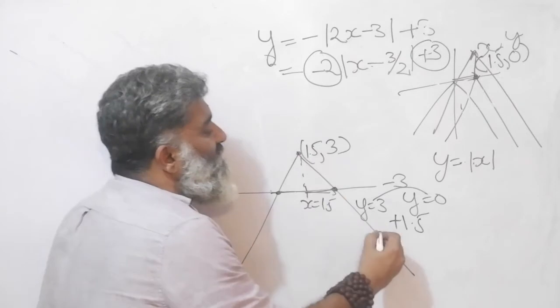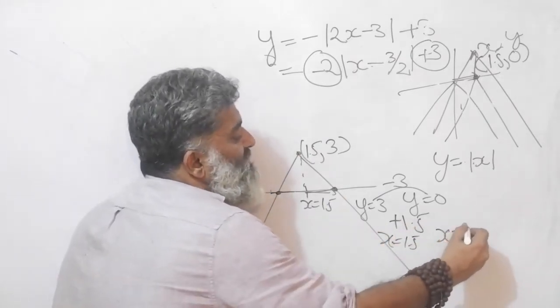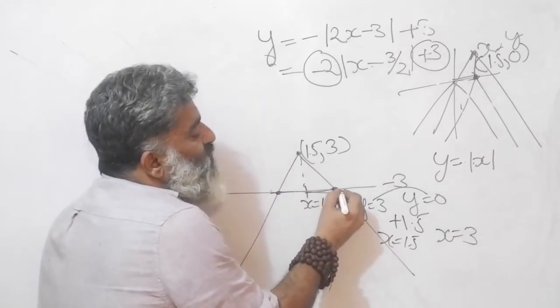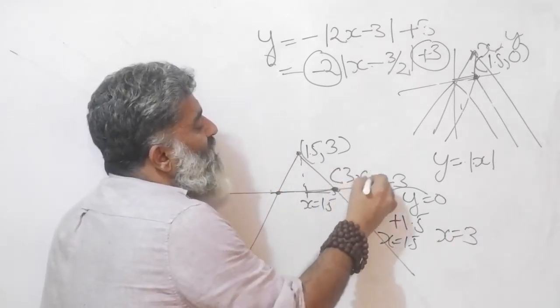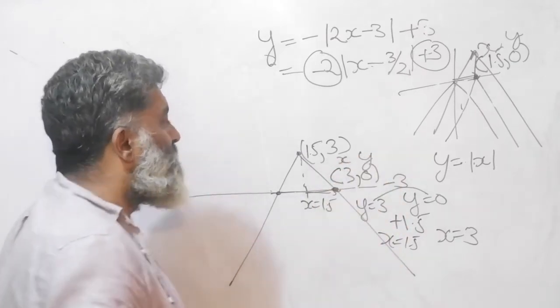That's the only game I have to play. So x earlier was equal to 1.5. 1.5 plus 1.5, the new x is going to be 3. That means this point is going to be (3, 0). The value of x is 3 and the value of y is equal to 0.